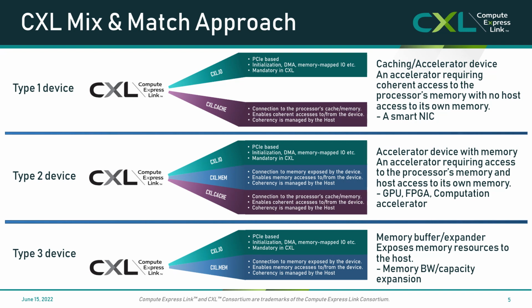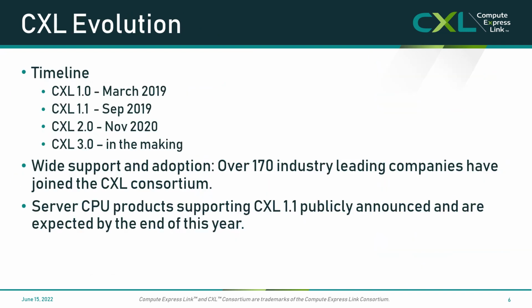Let's move on. So let's talk about CXL Evolution. So CXL 1.0 was introduced in March 2019. And in September 2019, the same year, CXL 1.1 was published. Roughly a year later, CXL 2.0 was published in November 2020, and CXL 3.0 is currently in the making.